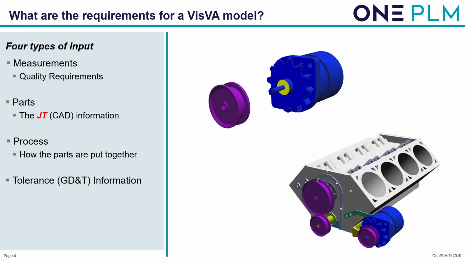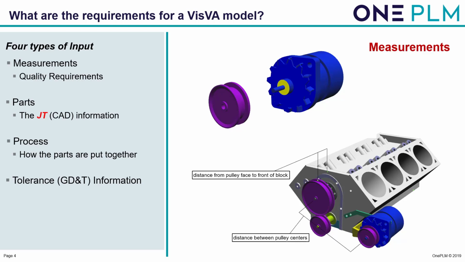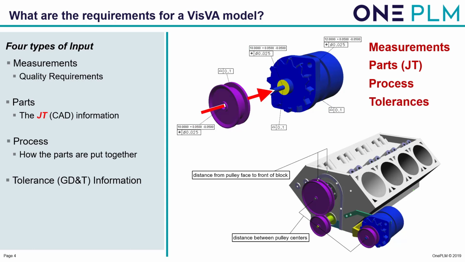And we only need four types of input for a VisVA model. Measurements. What do we need to control? Parts. The components in our assembly, which can just be the latest CAD design. Processing. How the parts are assembled. And tolerances. The GD&T requirements.